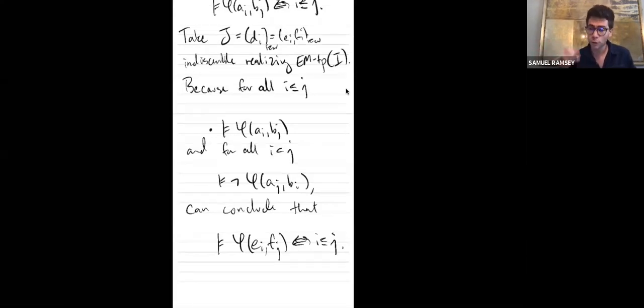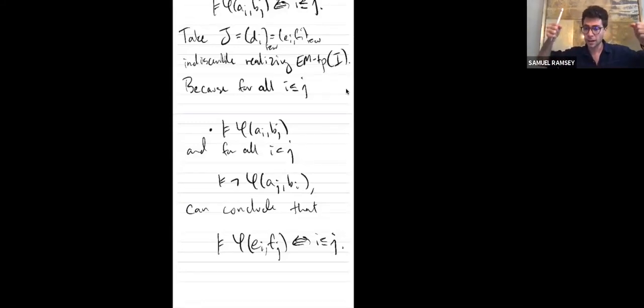Why? Well, when does a formula go into the EM type of your sequence? It happens to go into the EM type whenever, no matter which increasing pair I take, some formula is true. The EM type just encodes the information that's true no matter where I look in the sequence. And because this relationship was true for any pair i and j, I know that it has to be true also for the indiscernible sequence that realizes the EM type.